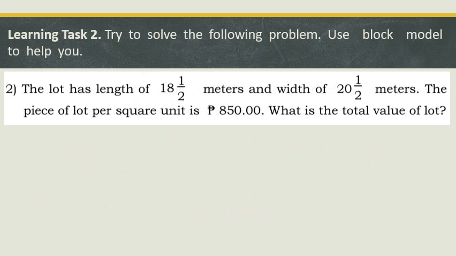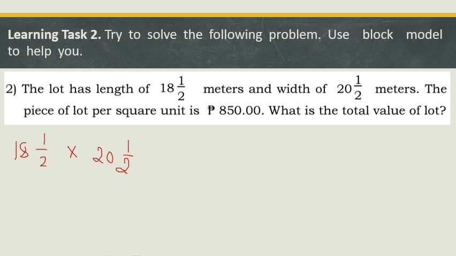Okay. Number 2, the lot has length of 18 and 1/2 meters and width of 20 and 1/2 meters. The price of lot per square unit is 850 pesos. What is the total value of lot? So, para makuha ang area ng lot muna, we will multiply 18 and 1/2 by 20 and 1/2.